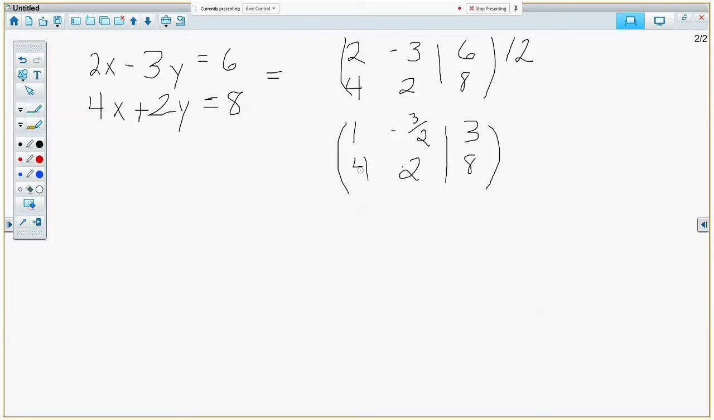Okay, so we got our 1. Now we've got to get rid of the 4. So we've got to multiply row 1 by negative 4 and add it to row 2. And when we do that, we get new what? New row 2.